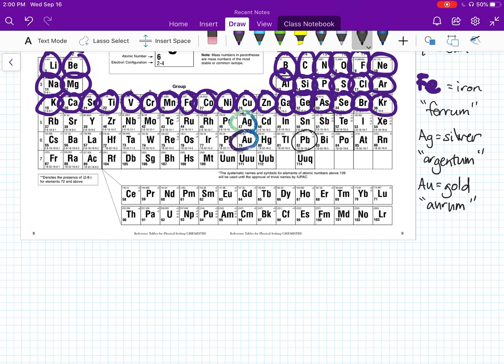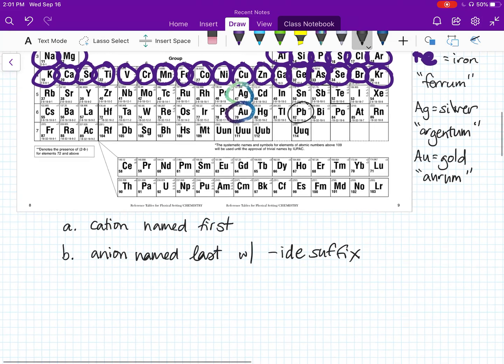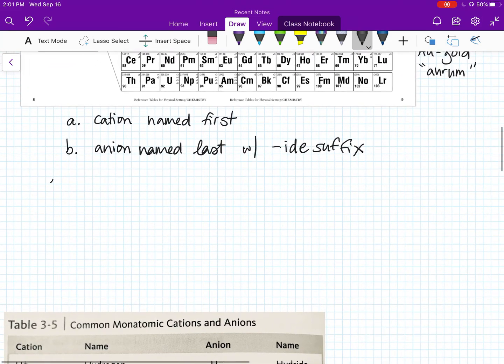Now, the way that you name binary ionic compounds is that you name the cation first, just by naming the element. Then you name the anion. The anion gets named last, and you change the ending so that it has an "ide" suffix. Let me show you a couple of examples of what I mean.